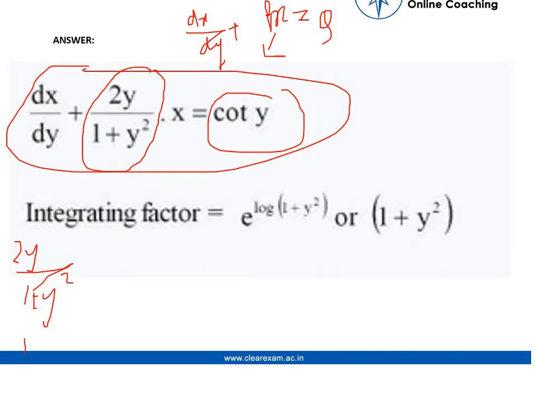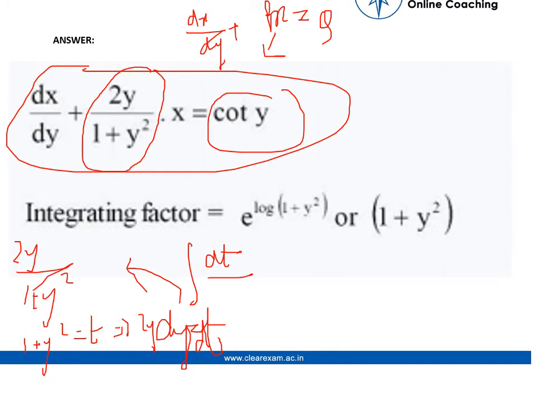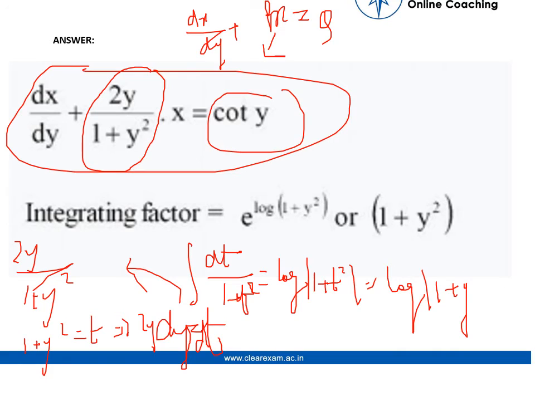Let us assume that 1 + y² is t. Differentiating it further, we get 2y dy equals dt. Now putting this in the original equation, we get the integral of dt/t, which is equal to log t, which is log of (1 + y²) plus c.